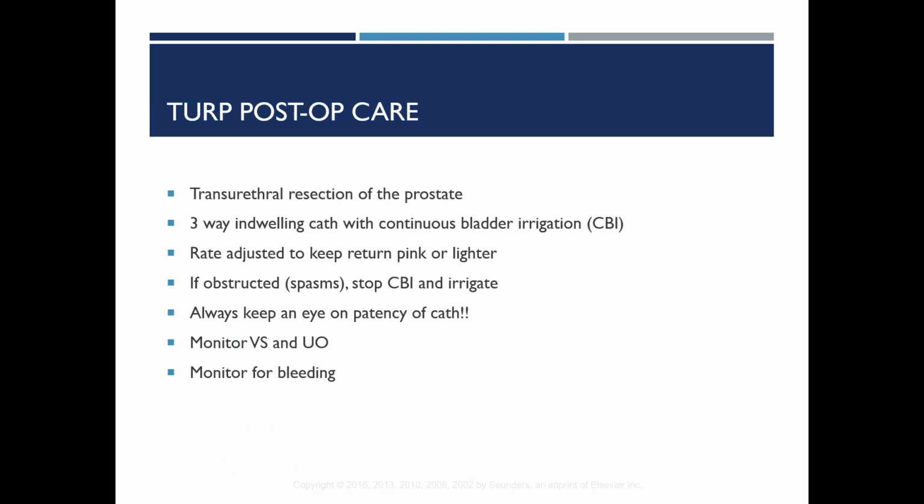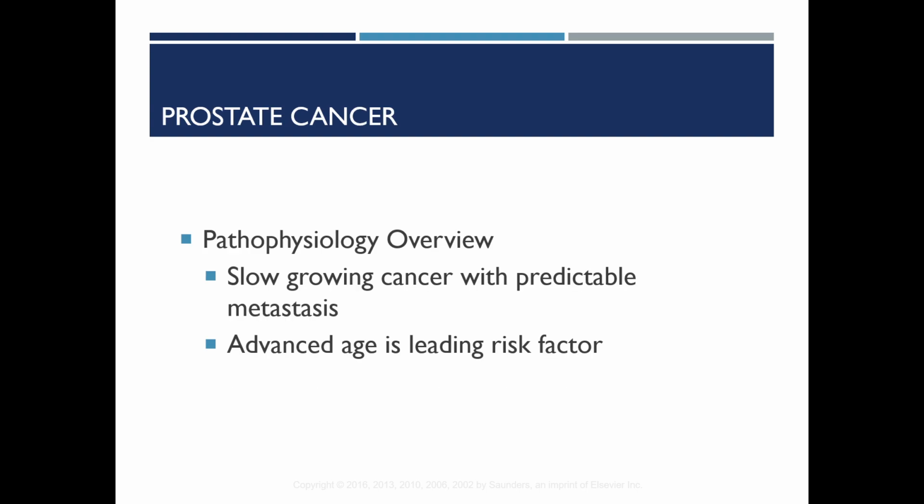All right, as far as the TURP postoperative care, it is normal to see small blood clots and pink-tinged drainage, but urine that is bright red, ketchup-like, or has large clots is an indication of bleeding and should be reported immediately.